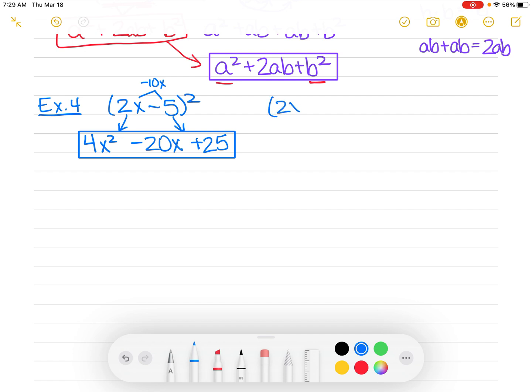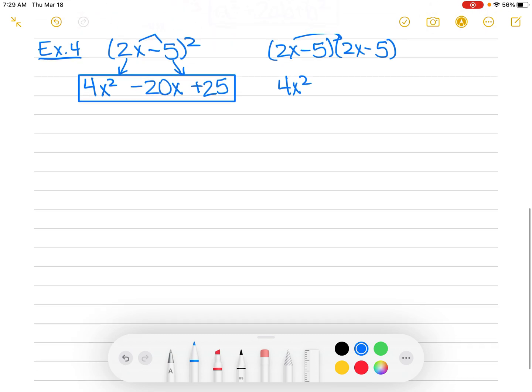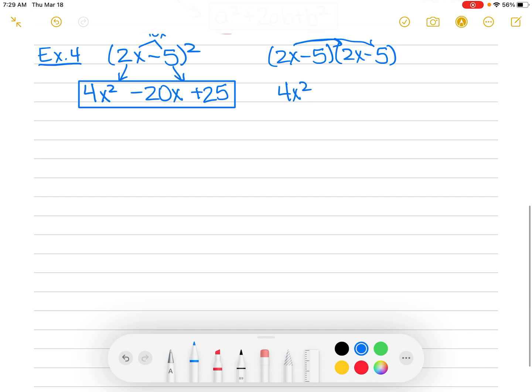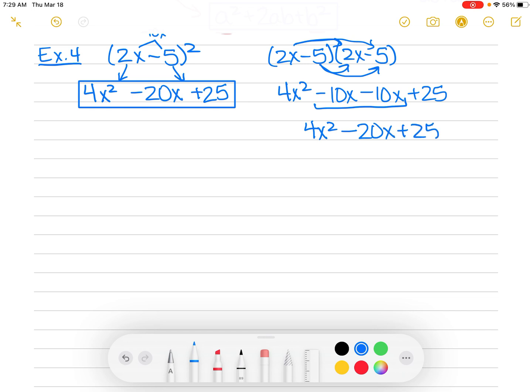Okay, if you didn't do the shortcut way and you went and wrote this out twice, then let's solve it that way. I have 2x times 2x is 4x squared. And then 2x times minus 5 is a minus 10x. Then down here I have minus 5 times 2x, which is minus 10x. And minus 5 times minus 5 is plus 25. So this one just has one more step. I need to put my like terms together. So minus 10x plus minus 10x is a minus 20x plus 25. And see how I got the same answer.